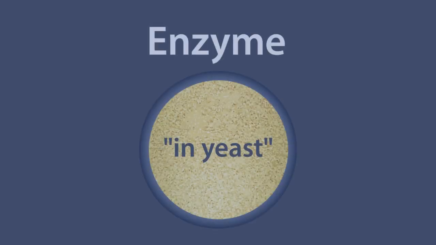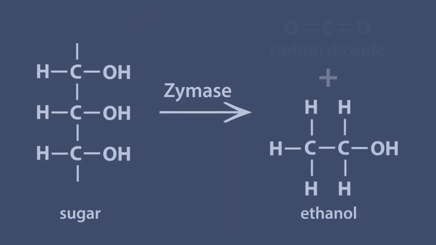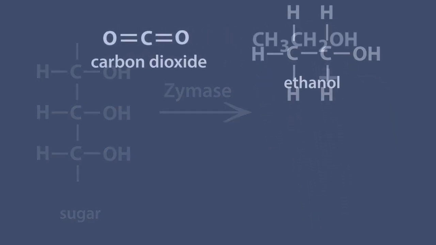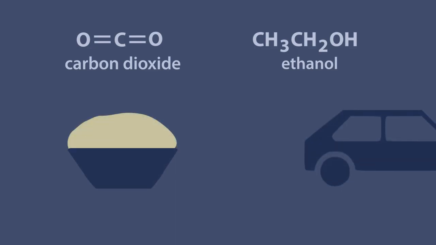The word enzyme means "in yeast," where they were first discovered. Zymase, one of the enzymes in yeast, is able to catalyze the conversion of sugar into alcohol and carbon dioxide. Carbon dioxide from this reaction helps bread dough to rise, and the ethanol could be the biofuel for Brazilian cars or could be used to make alcoholic drinks.